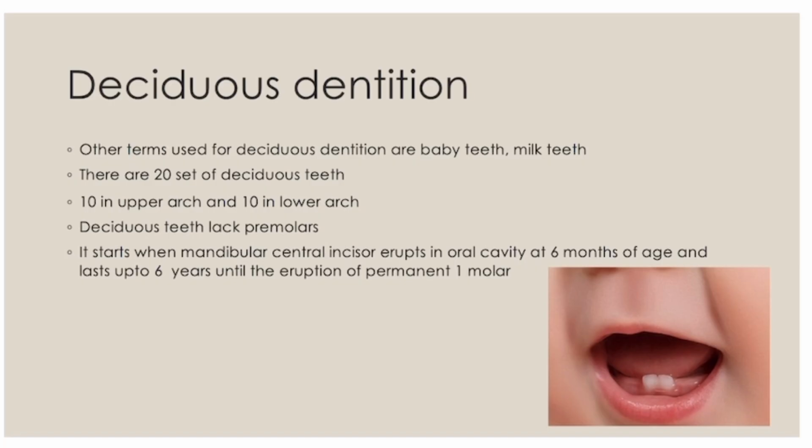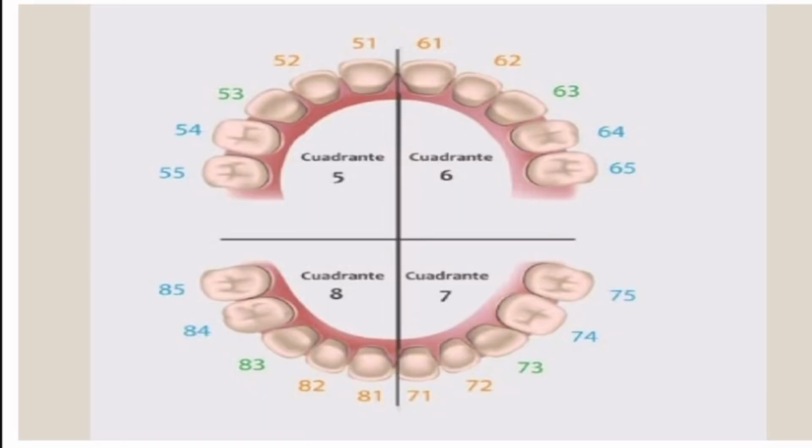Okay, so there are 20 deciduous teeth, which include incisors, canines and molars. Deciduous dentition lacks premolars. So it has no premolars, and there is a set of 20 teeth, 10 in the upper arch and 10 in the lower arch. Here, the midline divides each arch into 4 quadrants. This is right and this is left. Again here is left and this is right.